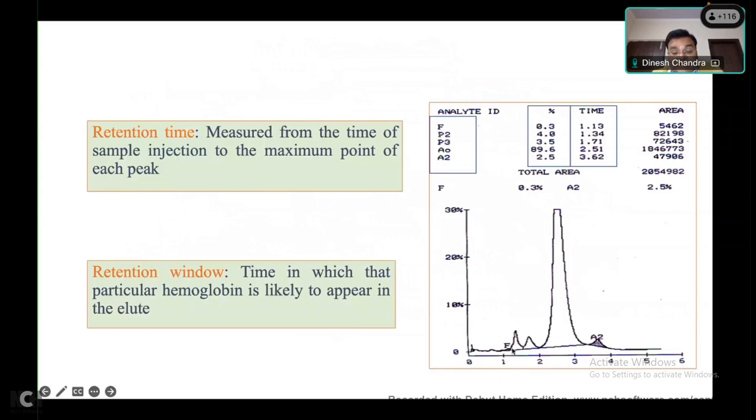That's why we get F as the lowest affinity compared to A2, and then maximum for A. That's why we get these peaks at different time periods.